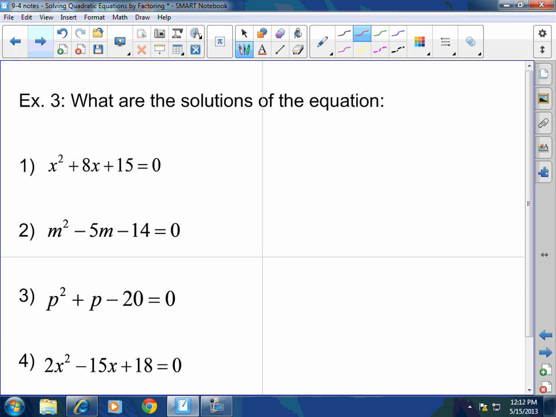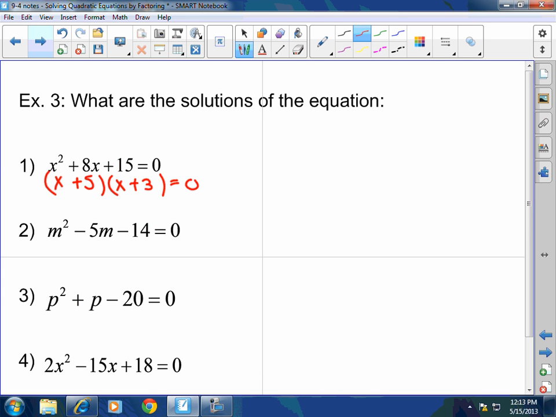Is it telling you to graph? So do I have to find the axis and the vertex and all that stuff? No. It just says what are the solutions. We've done this before. This is factoring. So let's factor. 1 times what is 15, but when added together is 8? Positive 5 and positive 3.